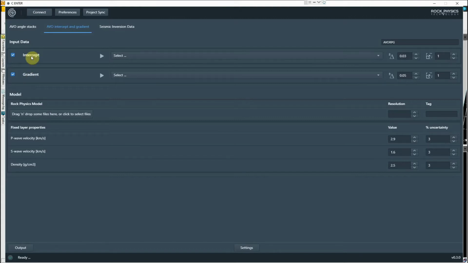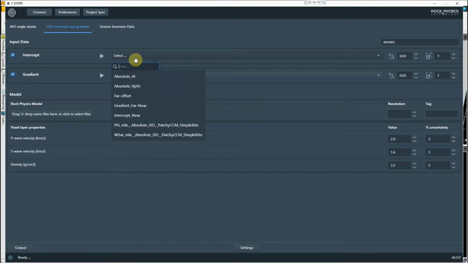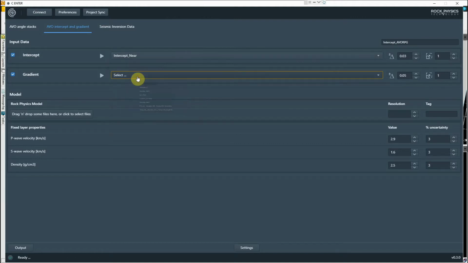Here we have intercept and gradient that we're going to fill in. We open up the selection, we choose intercept data, and we choose gradient data. And the gradient data here is just a very simple far minus near. And with this procedure, we will be scaling that data. So again, these are relative values. And in the AVO RPT, we showed a method how to find the scaling factors.